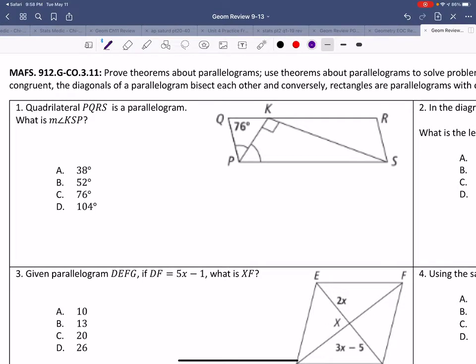Quadrilateral, so four-sided shape, is a parallelogram. Okay, so we've got some information here. This word means that these are parallel. And so we can look on our family tree of information and know that opposite angles of any parallelogram, like if this is 60, this is 60, and that makes this 120 because they're parallel, and that was 120. So opposite angles are congruent.